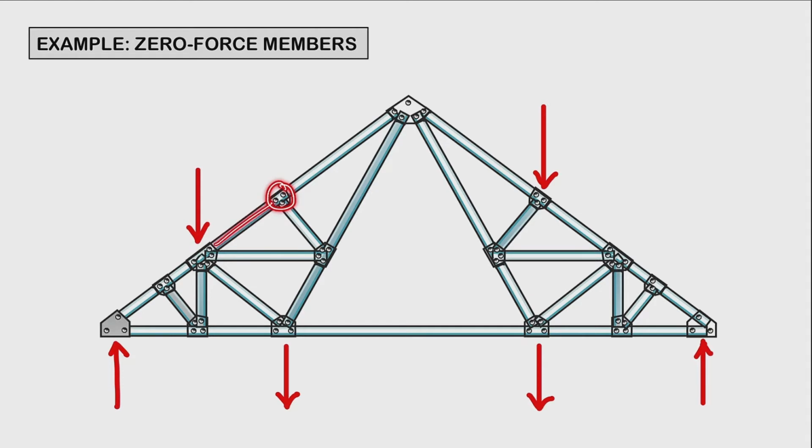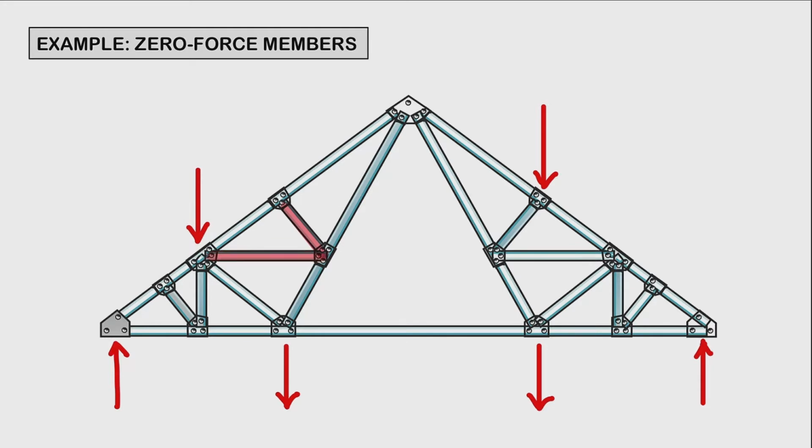We have two collinear members right here. No applied loads, no support reaction. Therefore, this one is going to be a zero force member. And then let's examine this joint. Two collinear members, a zero force member, no applied loads, no support reaction. Therefore, this one is also going to be a zero force member.